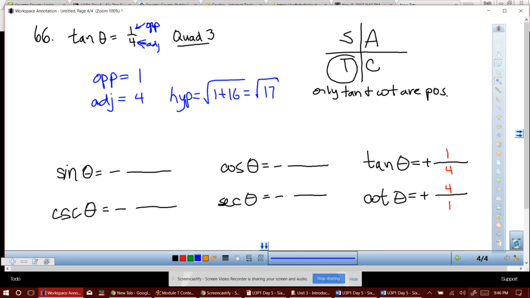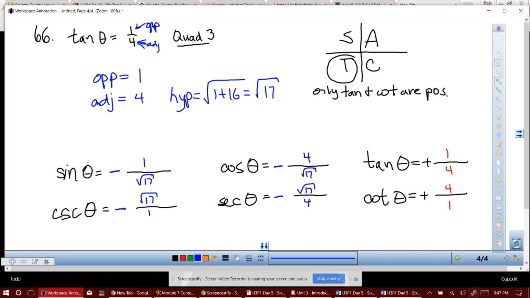So I'm ready to do sine, which I know to do opposite over hypotenuse, so I'll write that as negative 1 over square root 17. So when I flip it, I get negative square root 17 over 1. And then I do my cosine, which is adjacent over hypotenuse, so I say negative 4 over square root 17. And then secant would be the reciprocal, so negative square root 17 over 4.